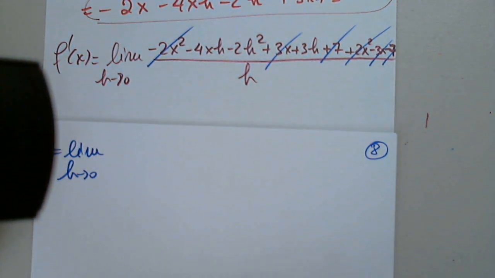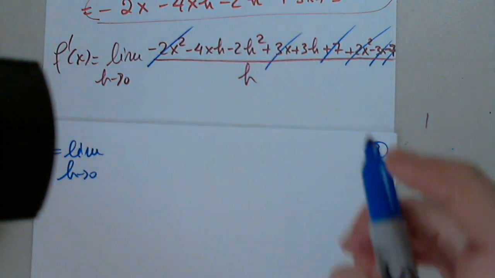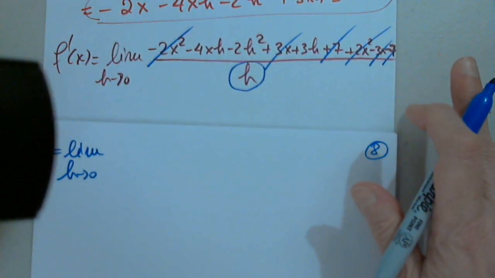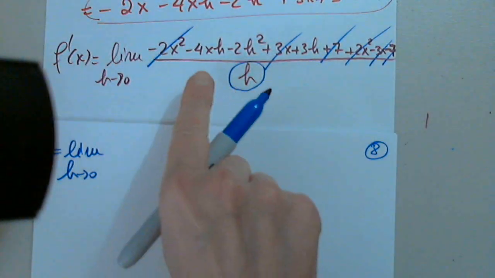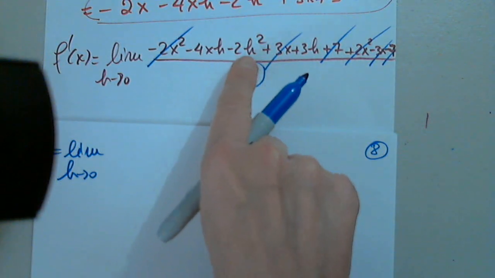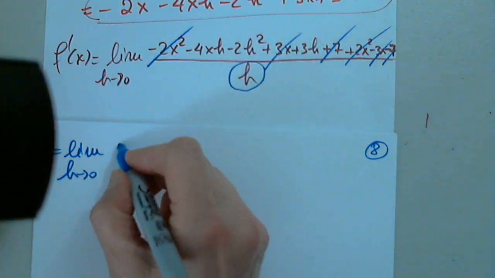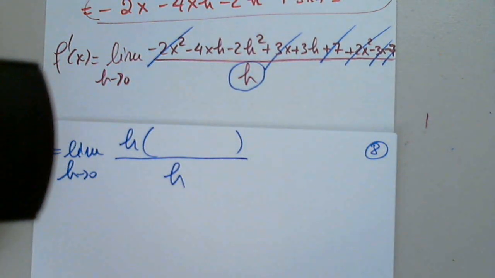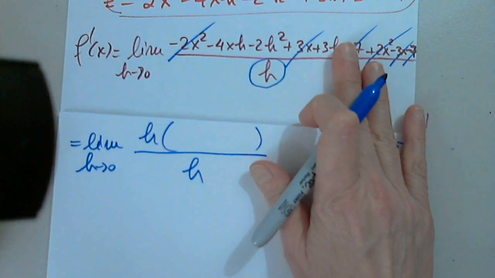Yes, go ahead. The h from the denominator must go away. If this h does not go away, I have a terrible error somewhere. But it will not go away before I factor out h from these three terms. So let's factor out h. And please tell me what you have left in there.